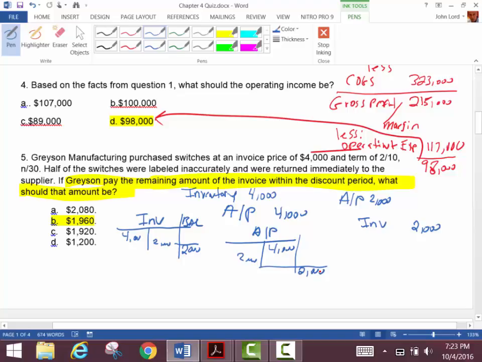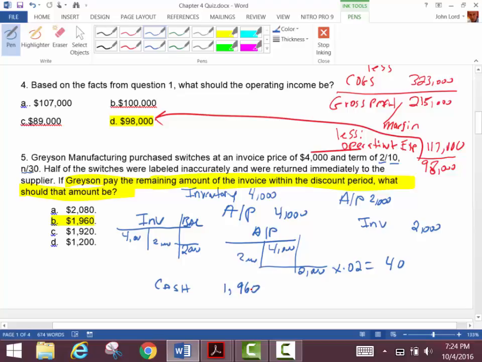Then they tell me that I paid within the discount period. So if I pay within the discount period, what's the discount? 2%. I must have paid within 10 days, and I didn't pay the full amount in 30, right? Because I took the discount. 2,000 is what I owe on this account payable, and I take a 2% discount on that. What's that? $400 or $40? 40 bucks? Okay. And so when I pay the guy, I'm going to only pay him how much cash?